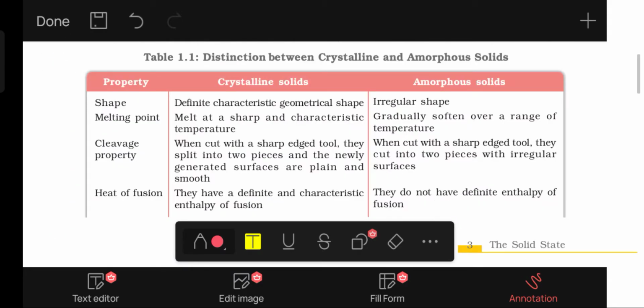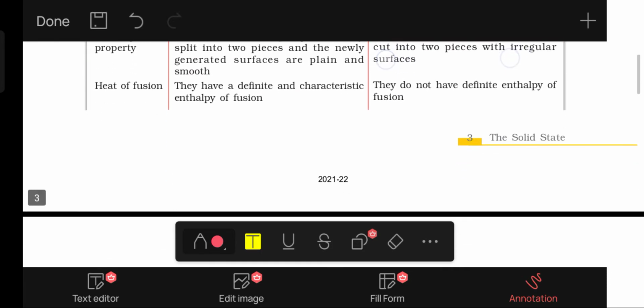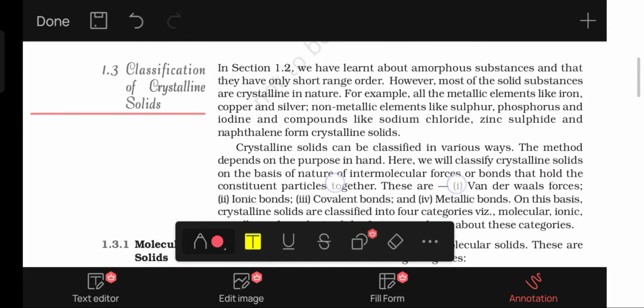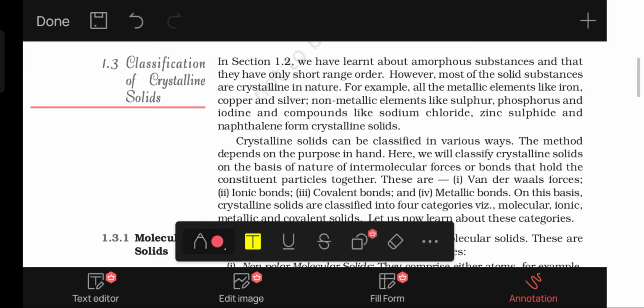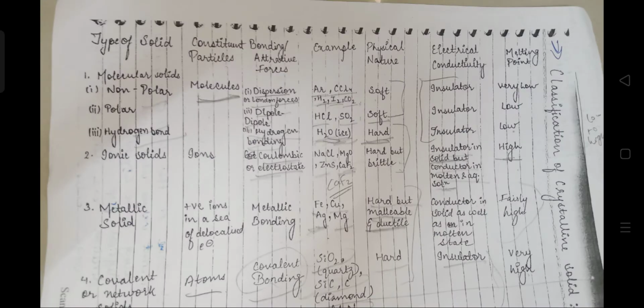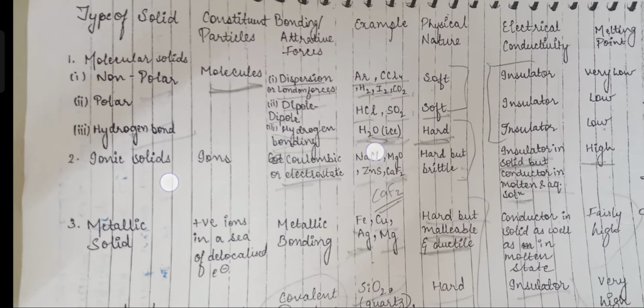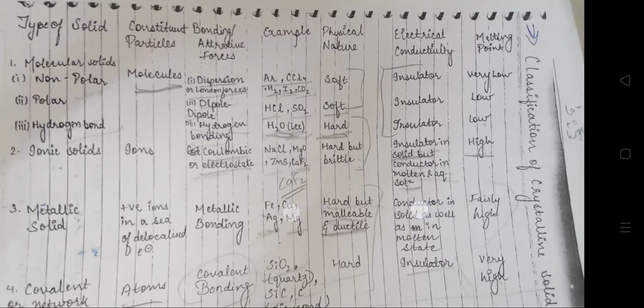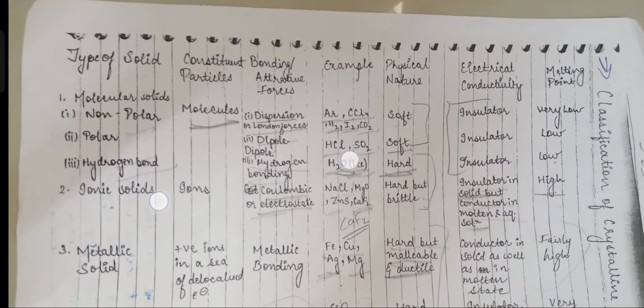Next up we have the difference between amorphous and crystalline. We have just seen this table before, and now we'll be moving on to the classification of crystalline solids. It will be easier if I just show it to you in a tabular format. So first of all, this is the classification of crystalline solids, and here you can see the types of solids.